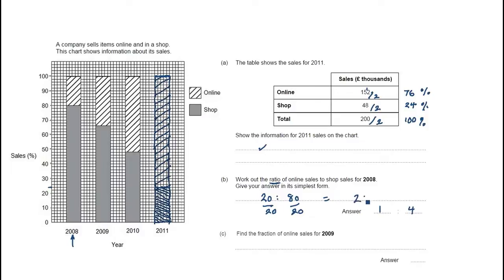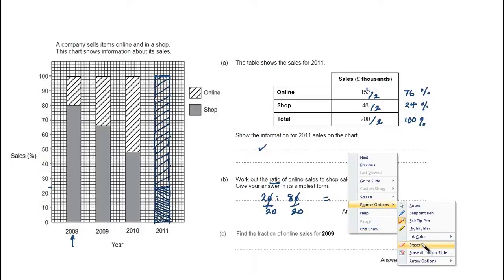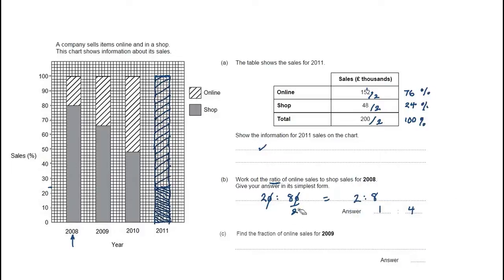So yes, it's 2 to 8, but that's if we divide by 10, which will be crossing off these zeros. But if we divide by 20, then you're going to get straight away to the 1 to 4 answer. Okay, so the answer is 1 to 4.